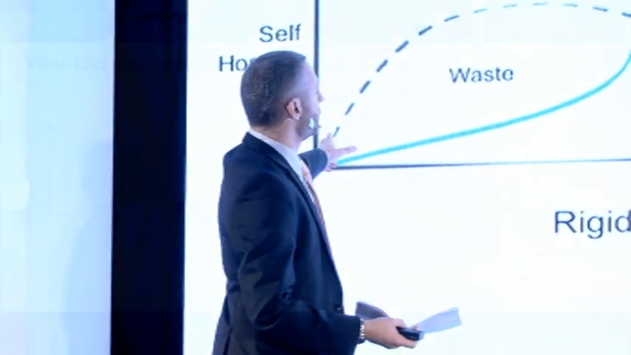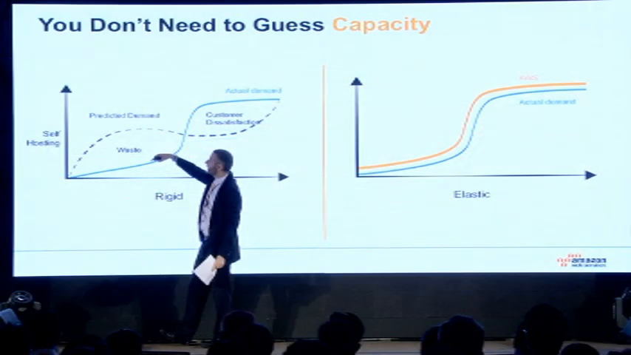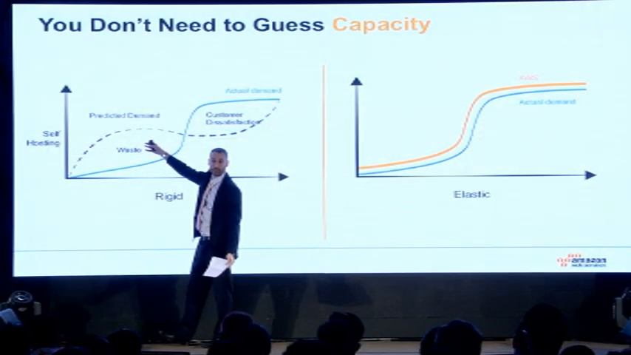So the old model was predicted demand. Yeah, so you went like that. And you bought servers to give you capacity for that much. But your actual demand went like this. So what happened in this space is you were really over-provisioned. You predicted this much, you had this much capacity, this was your actual demand, and you've got waste. So again, going back to saving money.